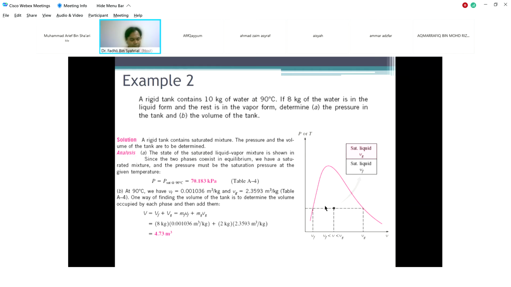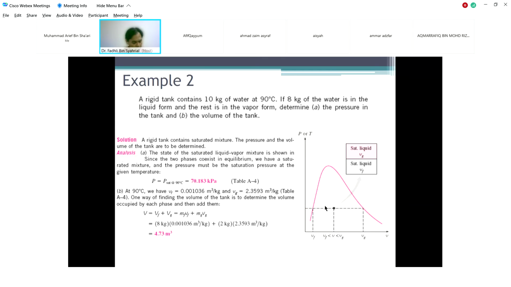Step number 4. Before we go to step number 4, on this PV diagram, this is the point, right? The point of our phase. So draw a horizontal straight line to the P axis. Draw a horizontal line from our point here to the P axis. So here, this is P saturation.